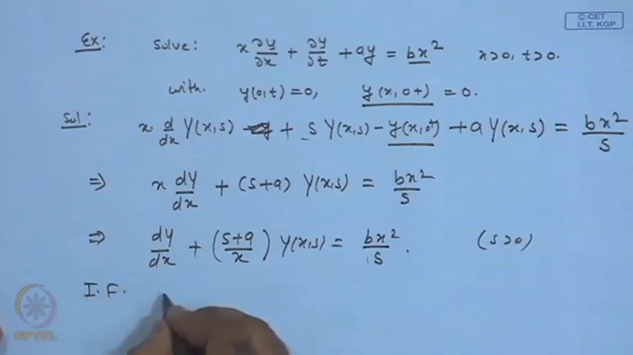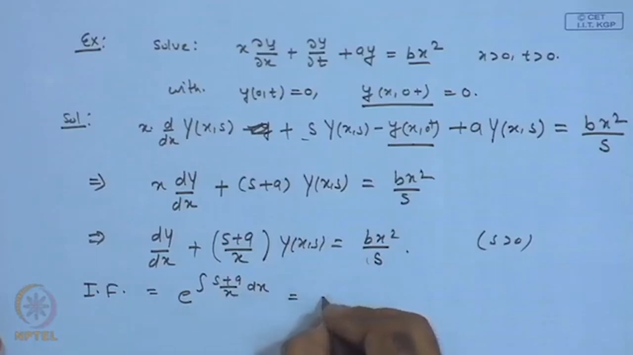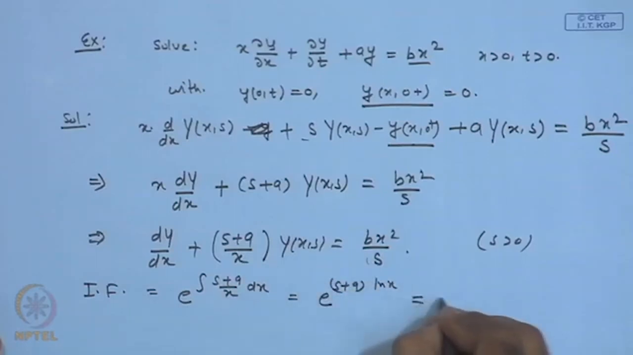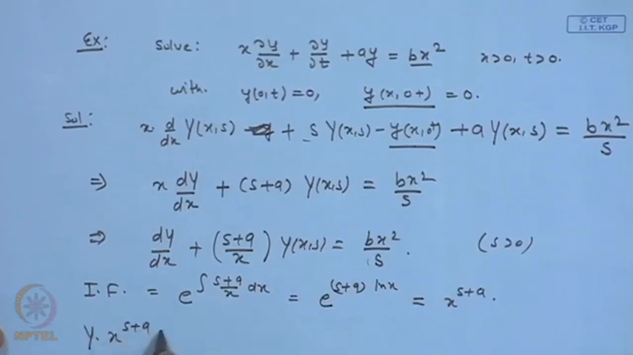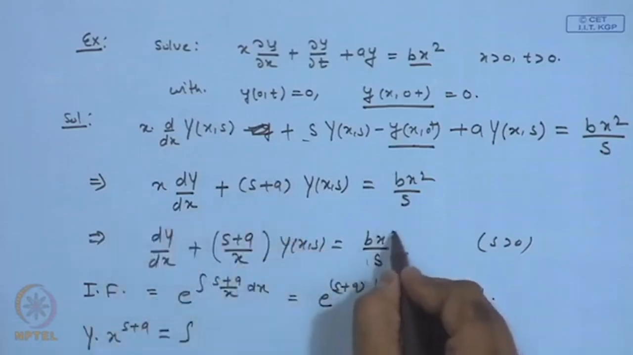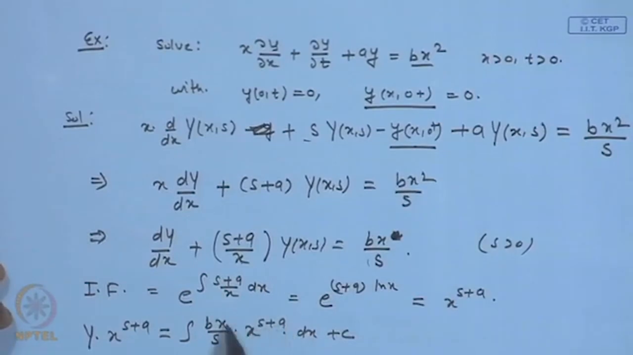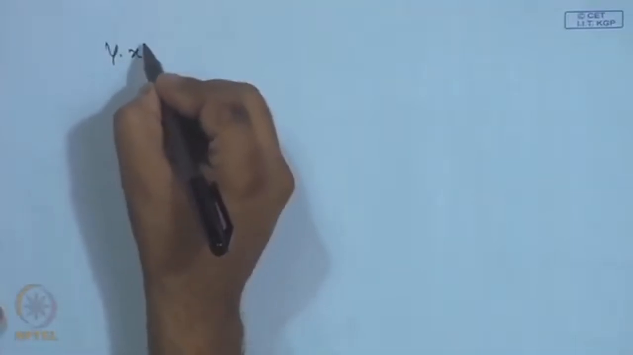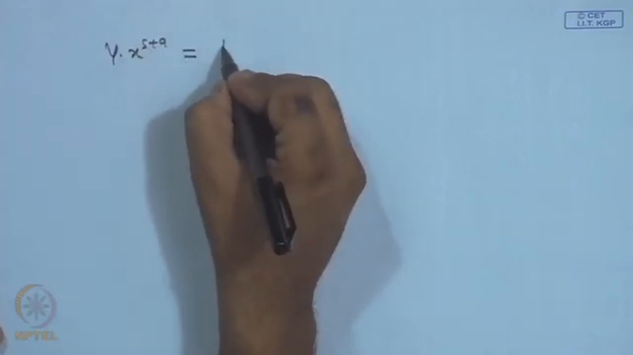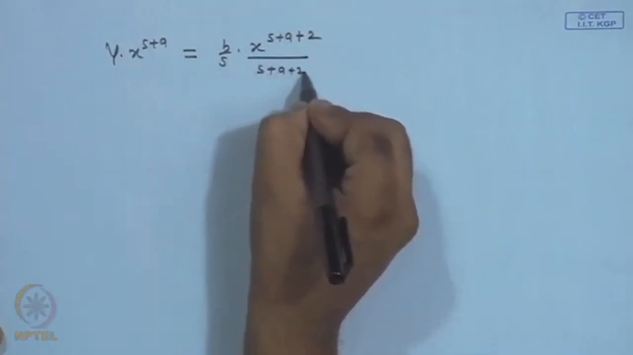So we have the integrating factor in this case again, e power integral of (s plus a) over x dx. This will be e to the (s plus a) ln x, which gives x power s plus a. Then the solution y(x,s) x^(s+a) is the integral of the right hand side, dividing by x, b x over s times x power s plus a dx, plus a constant. Here we have x power s plus a plus 1, so we integrate this. We get y(x,s) x^(s+a) as b over s, and the integral will be x power s plus a plus 2 over s plus a plus 2, and a constant.